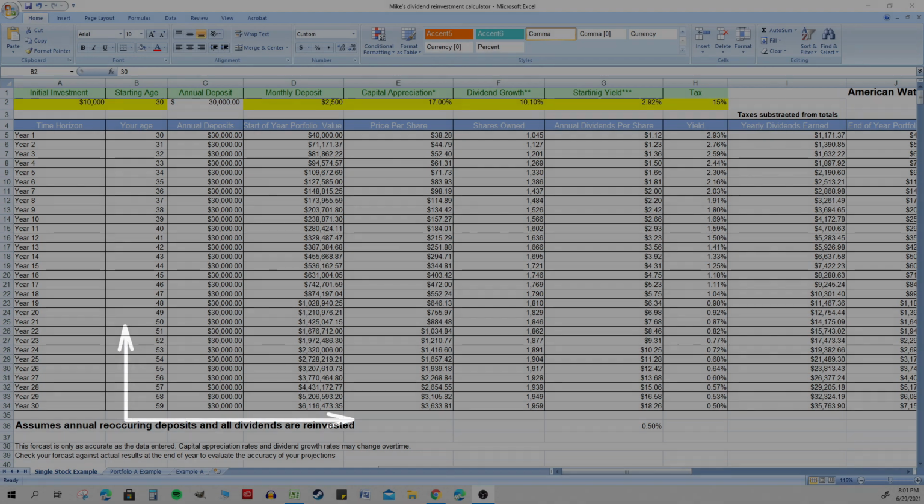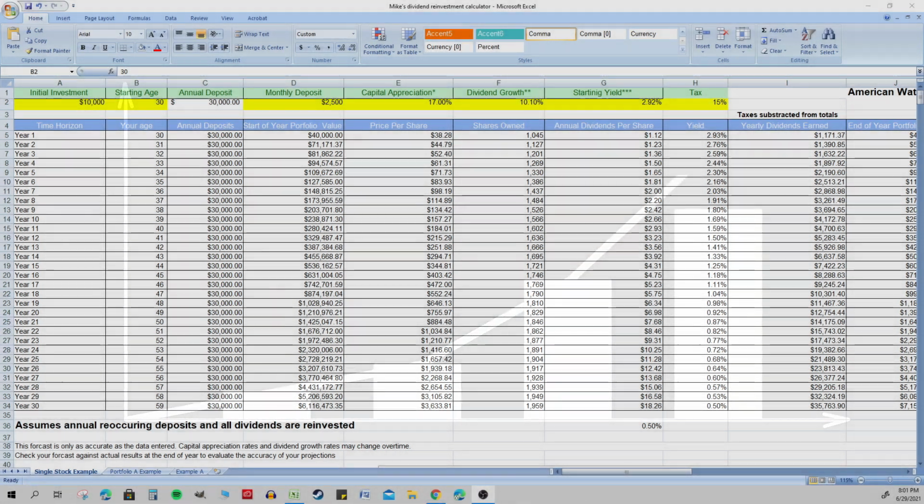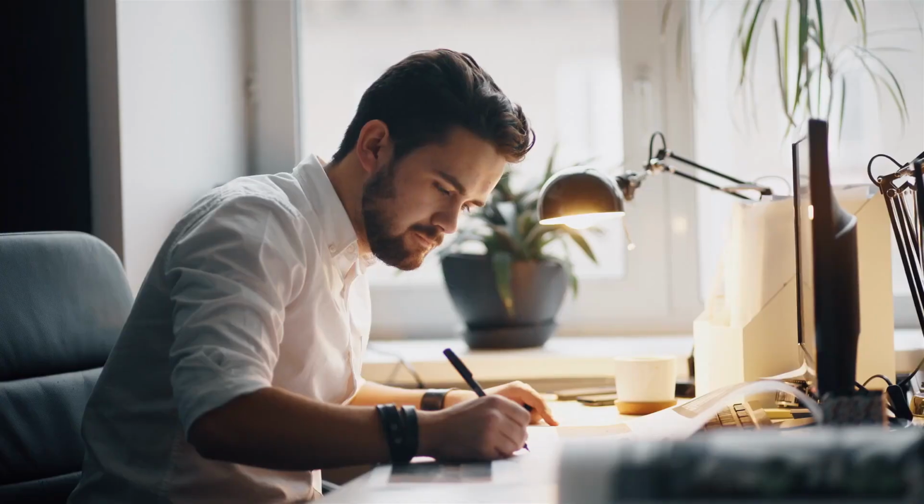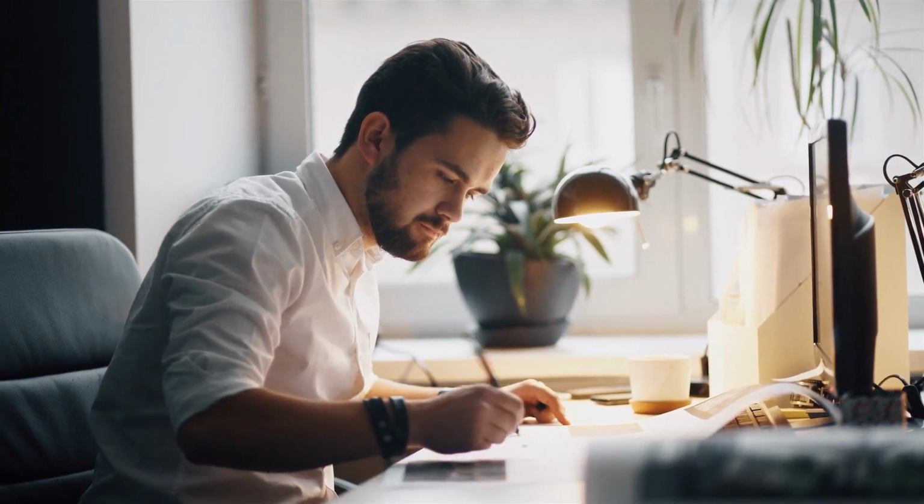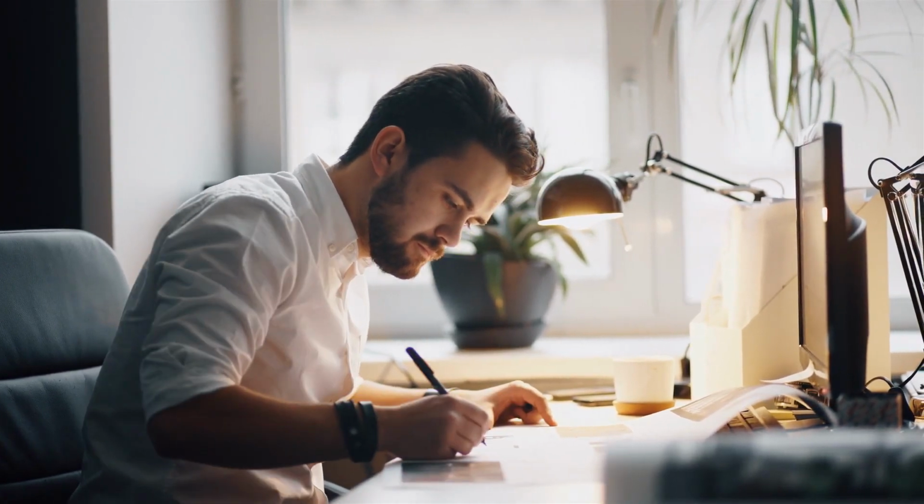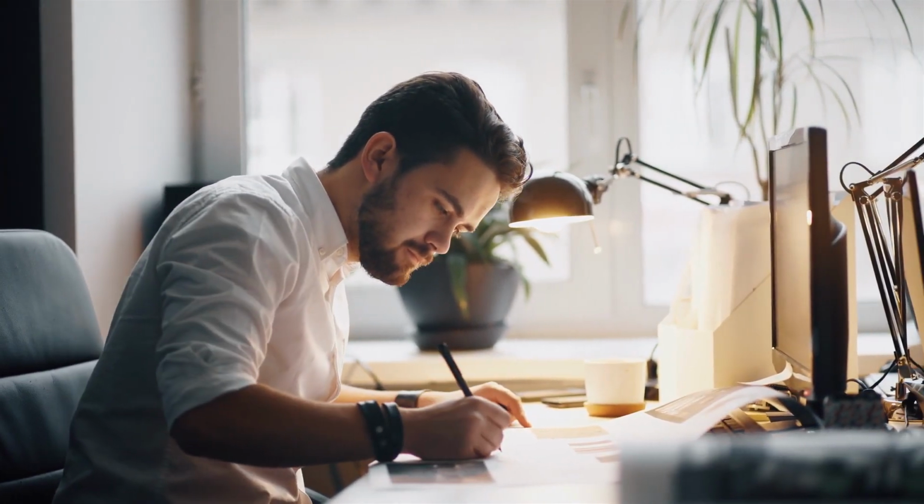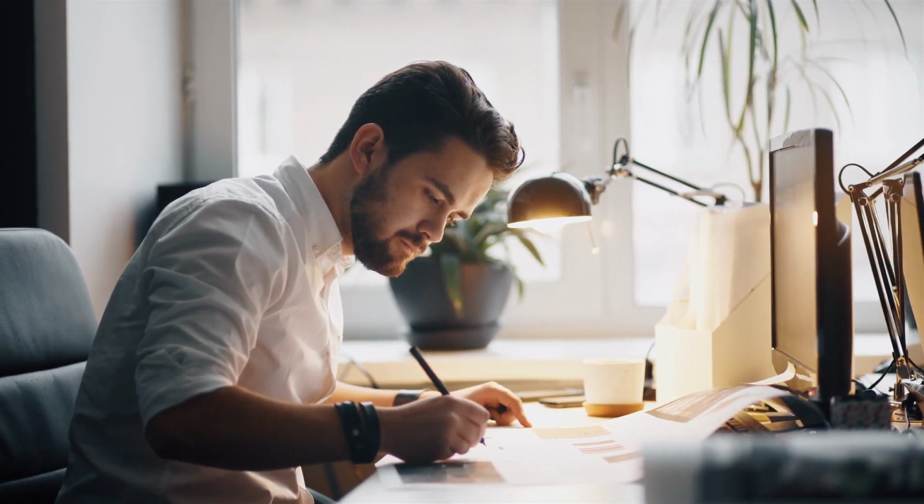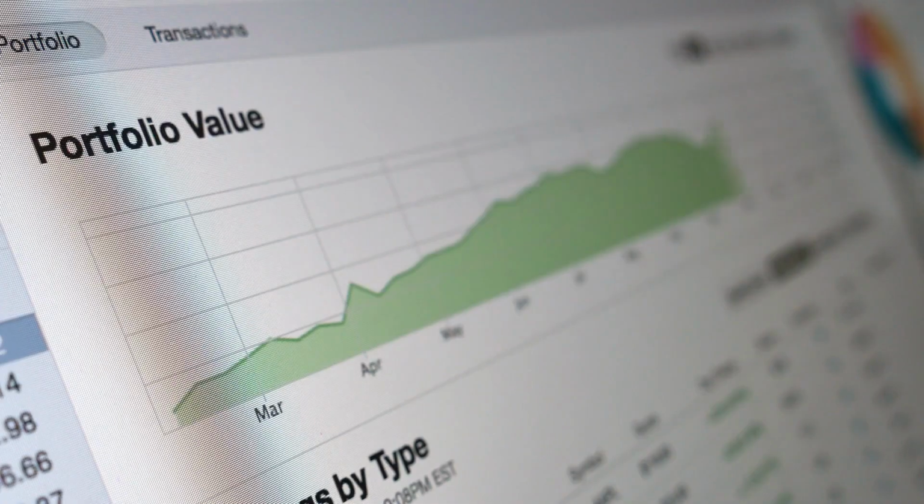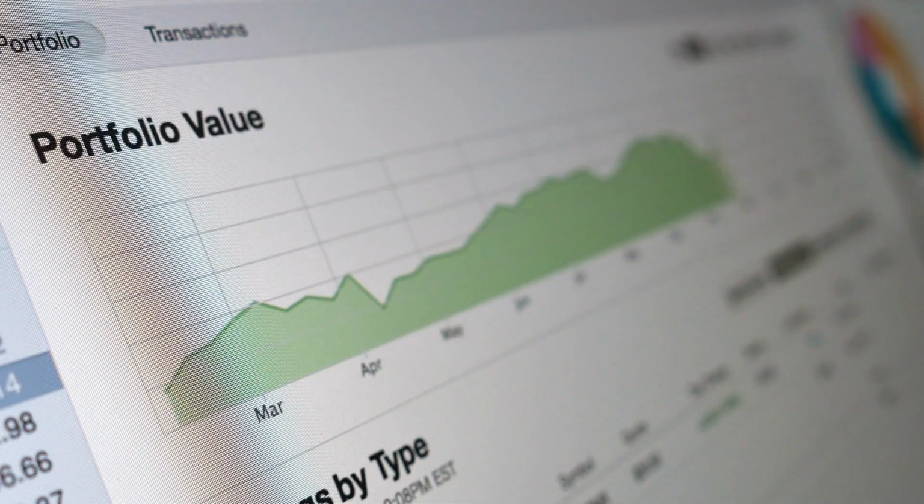It's going to factor in the growth, the appreciation, and all of these different factors to help you forecast from where you're at today, right now, 5 years from now, 10 years from now, 15, 20, 30 years from now, where your portfolio could potentially be based on how much you're contributing per month, per year.